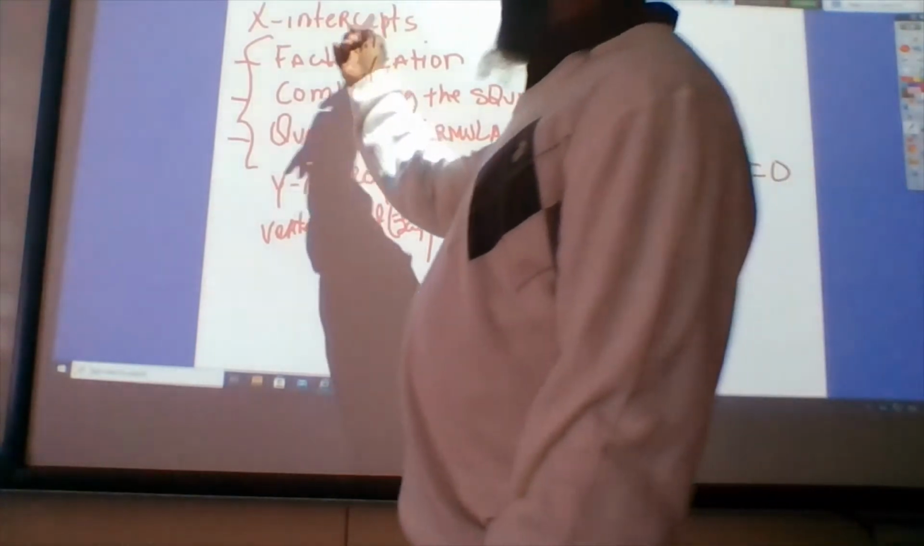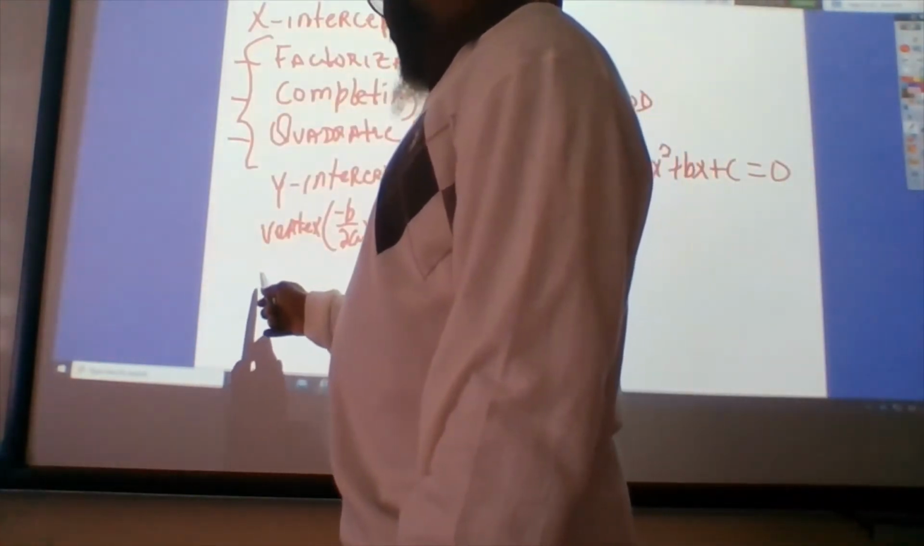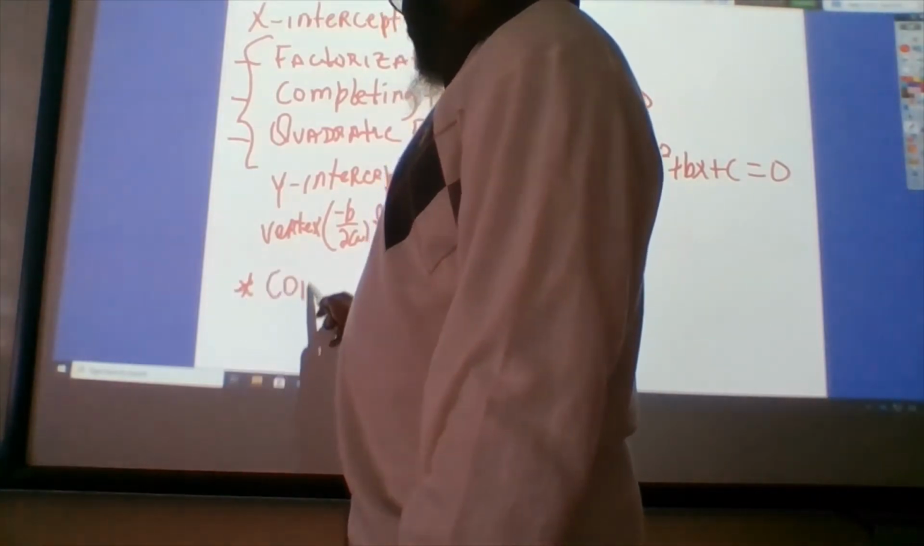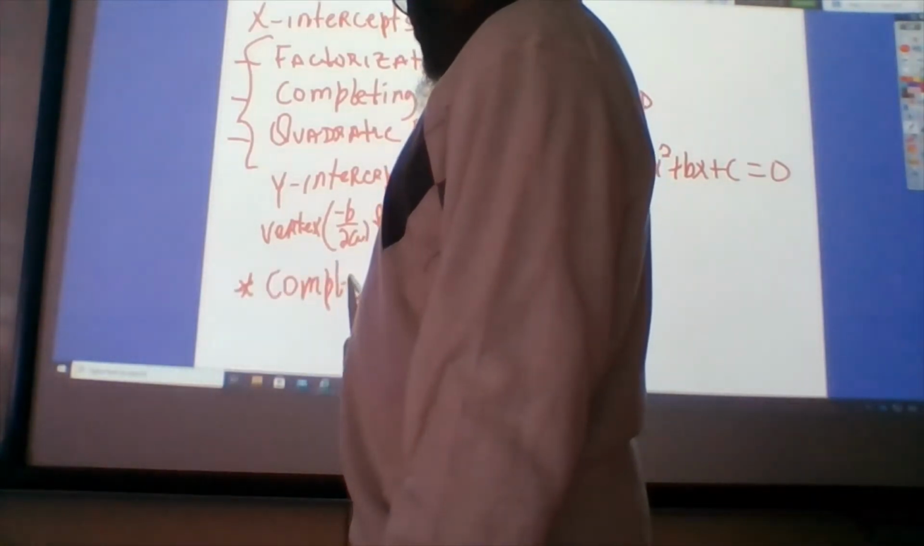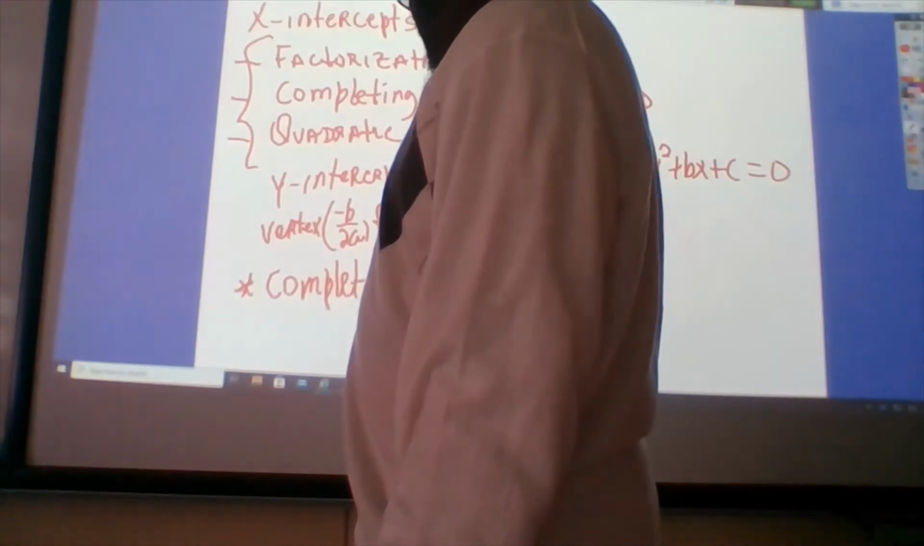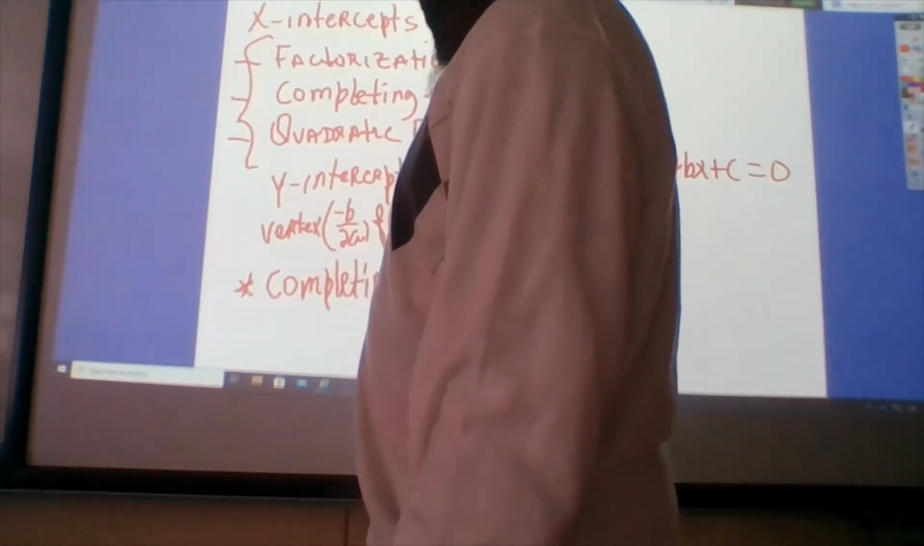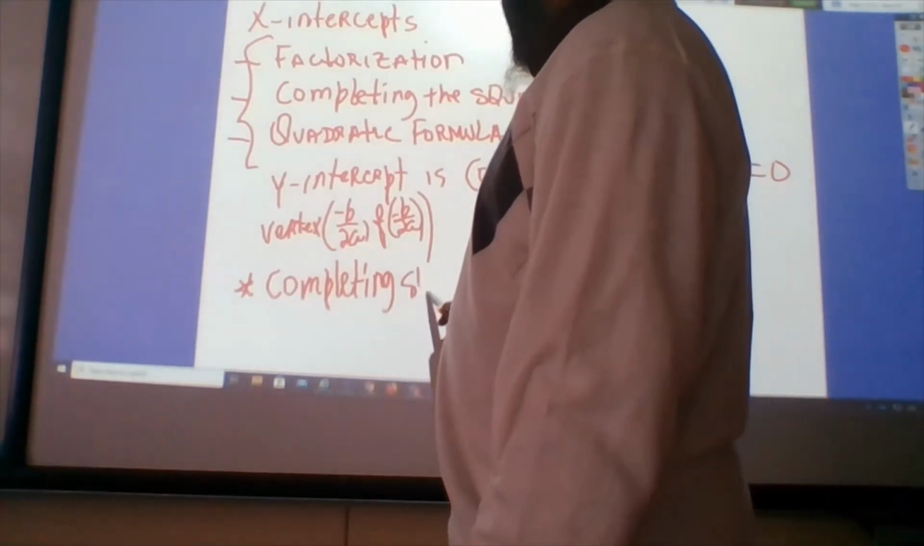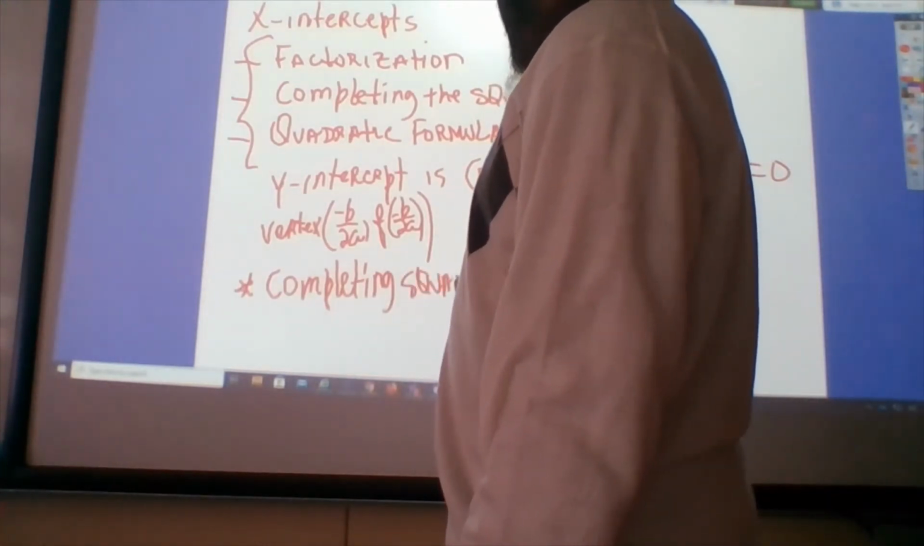And to find the x-intercept, we're mainly going to use completing the square or the quadratic formula. So those are the points that you will have to compute, and you go plugging them on the coordinate grid, then you're going to find your U shape. So there are other alternatives.